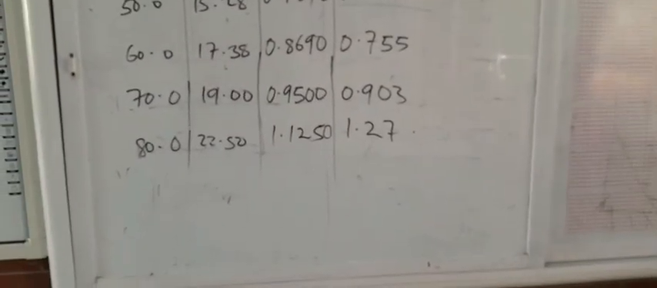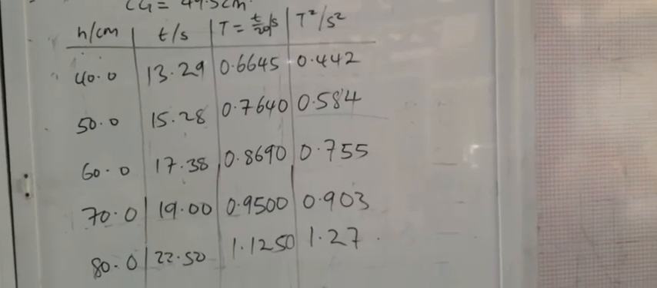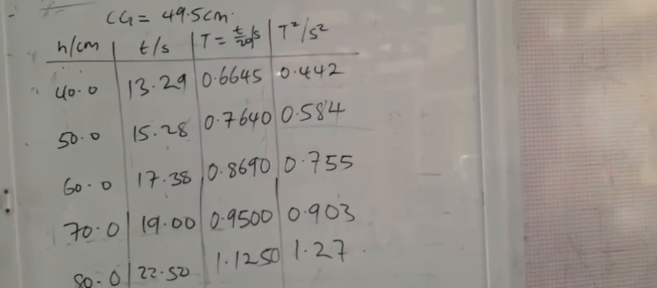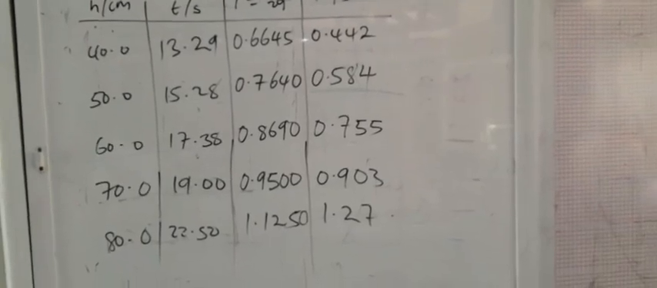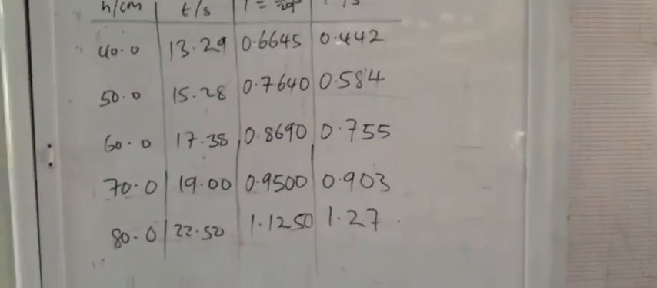So you have to record this to at least 4 decimal places, and the T squared, you have to record to at least 3 significant figures. That's why I recorded all of these to 3 significant figures. So this ends part 1 of question 1.